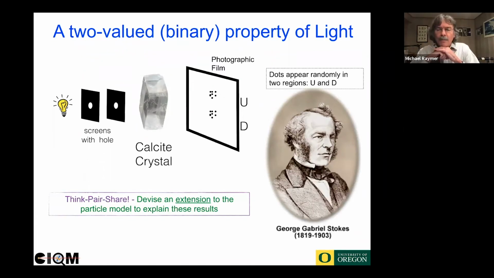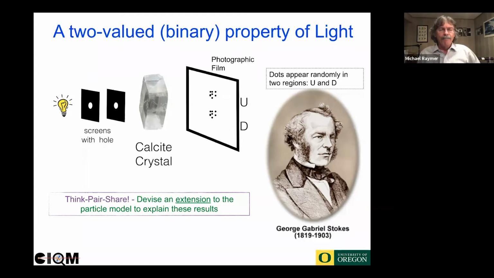There was a famous professor named George Stokes, who was a professor at Cambridge University in England back around 1900, and he did this experiment. He had a calcite crystal, which is a natural crystal you can mine out of the earth, and he had a light bulb and 2 black screens with holes to make a directed beam. He saw that when there's no crystal there, he saw a single spot of light on a photographic film, and when he put the crystal in, he saw 2 spots, and we sometimes call these the up spot and the down spot.